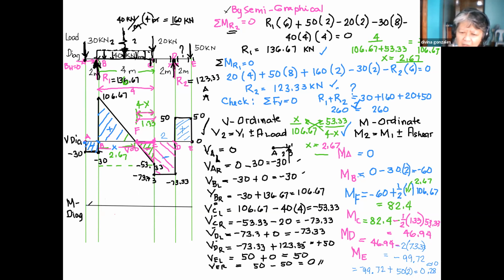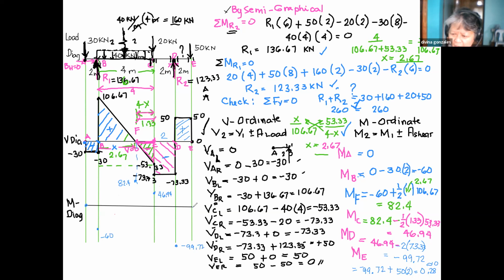So we start with 0. Moment at A is 0. Then the moment at B is negative 60. Then the moment at F, that is really the tallest, no? Our largest moment, and it happens to be 82.4. Then at C, 46.94. And then at D, negative 99.72. It's lower than negative 60, even deeper.